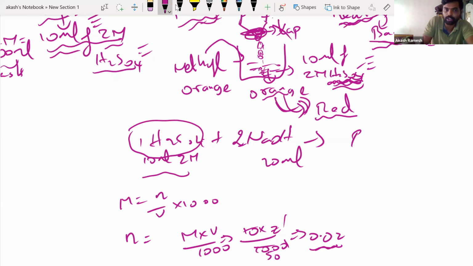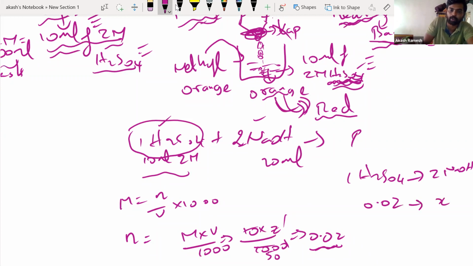Now look, now you can do stoichiometry. For 1 H2SO4, I require 2 moles of NaOH. Now what do I have? I have 0.02. How many moles of NaOH is required? We first calculate. Now you can easily calculate, for 1 this much, for 0.02 it should be double of that. So you'll find that it is going to be 0.04 moles. We require 0.04 moles of NaOH, right?